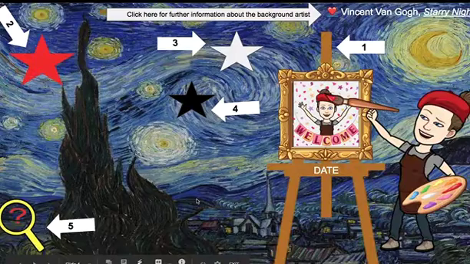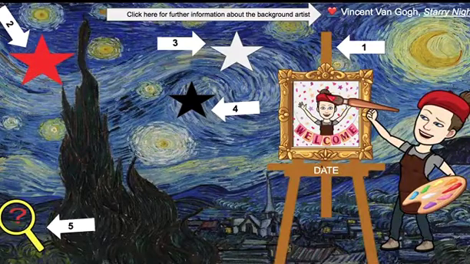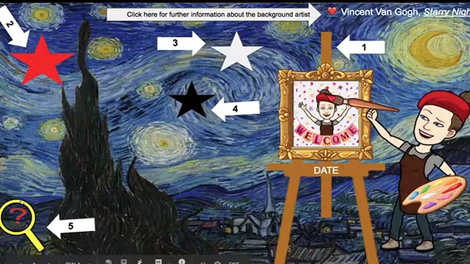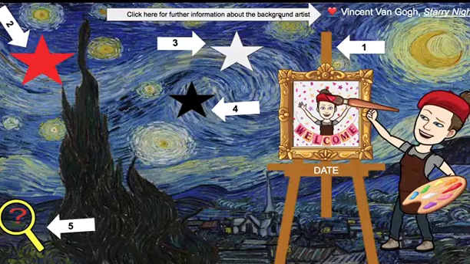So here is your first classroom. You'll notice that you'll have your date of the week that it's here. You have the arrows that give you the directions. Here's your easel, here's your red symbol, your white symbol, your black symbol, and your mystery artist. Here is that further information about the background artist.